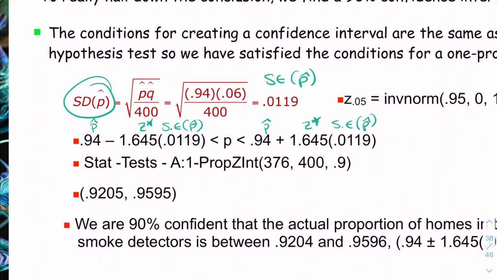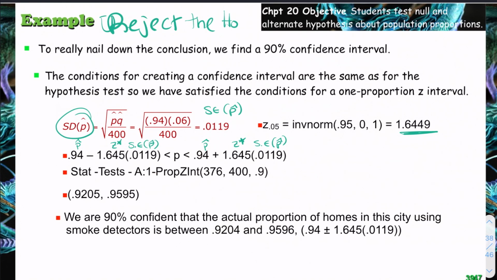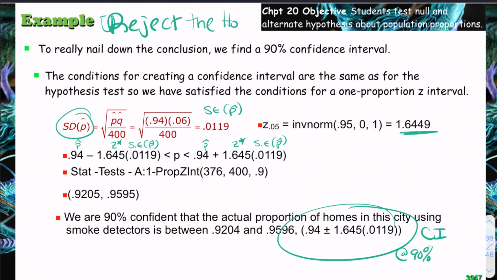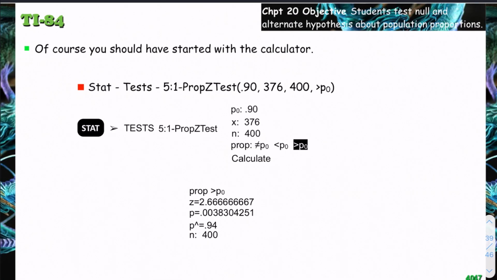Okay, back to our screen. We are 90% confident that the actual proportion of homes in this city using smoke detectors is between 92.04% and 95.96%. Or our critical value, confidence interval at 90%. That's pretty cool. That's a lot of work to be able to do this test. We're going to do a couple more in class.